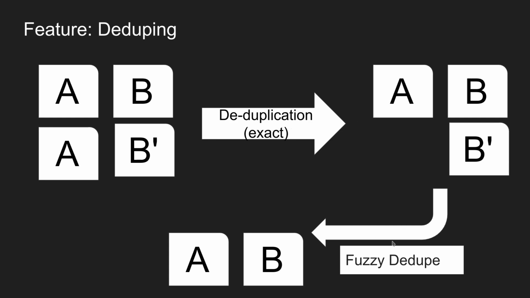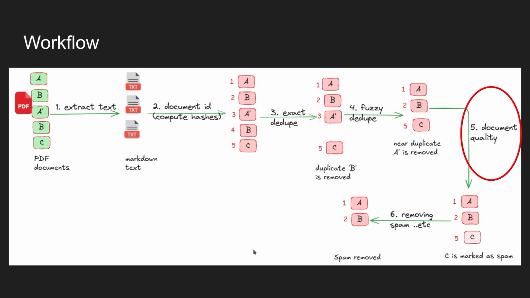Then we did fuzzy dedupe that eliminated similar documents. So we started with 4 documents here, and we ended up with 2. Pretty good, right? The next step of the process is to assess the document quality. This is going to help us eliminate spam documents, like lorem-ipsum documents, things like that. So let's look at the code.